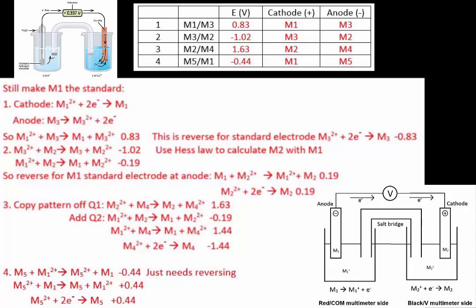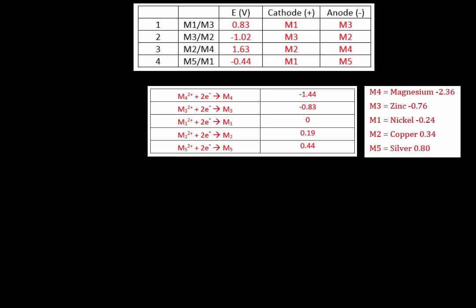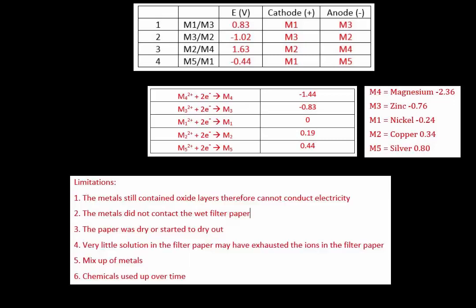Okay, so just having a look at the answers then, you can see that we got the correct answers. Just for your interest also, these are what the actual metals were. And so why are the numbers so much lower? There's a few limitations that you can think through.